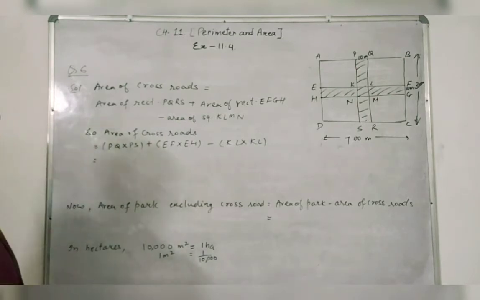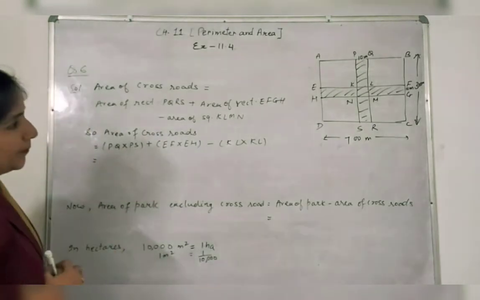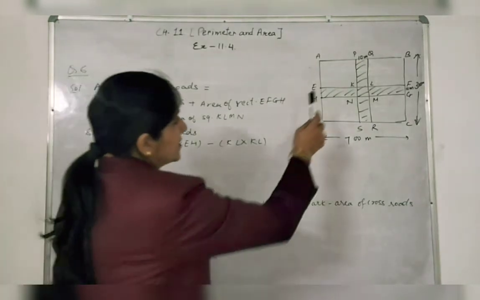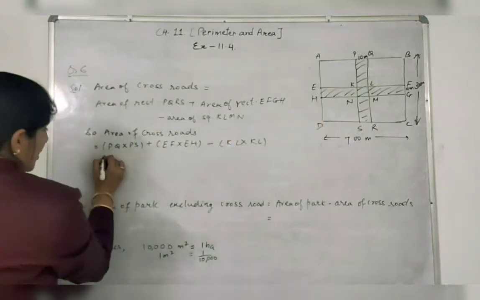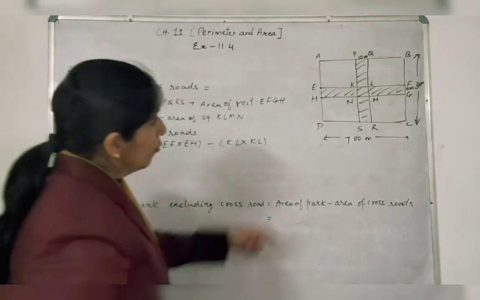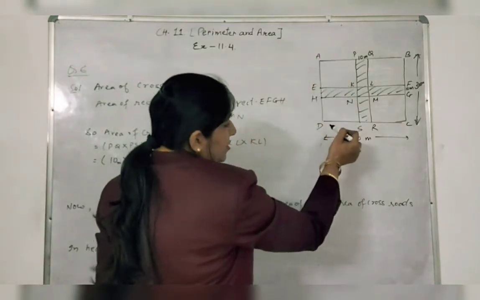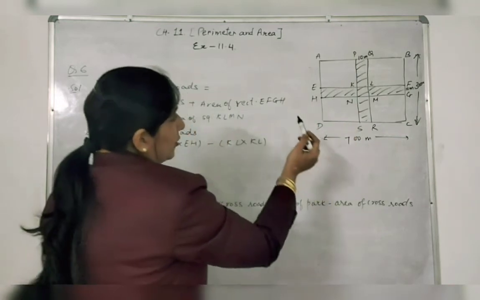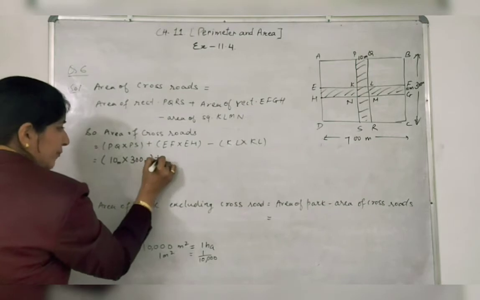Now, area of crossroads, PQRS is having the side PQ and PS we can take. Now what is the measurement of PQ? So width is given 10 meter. So in place of PQ we can take 10 meters. And what is PS? PS is equal to the breadth of the given rectangular park. So the breadth is 300 meters. So we are taking here 300 meter.